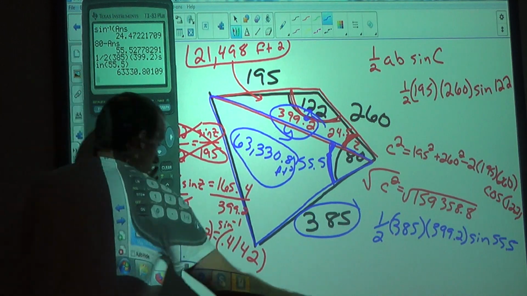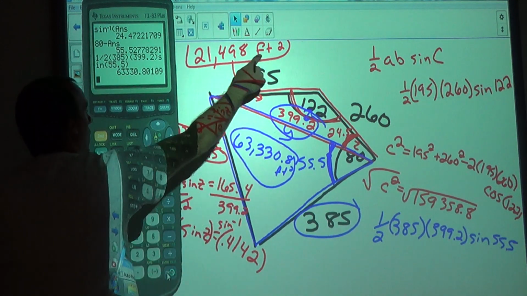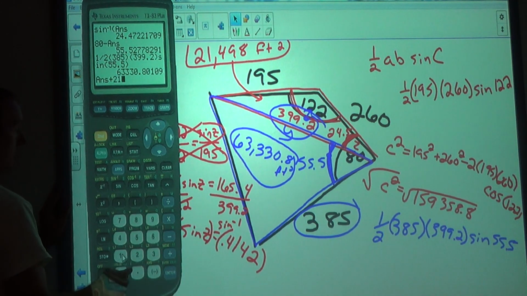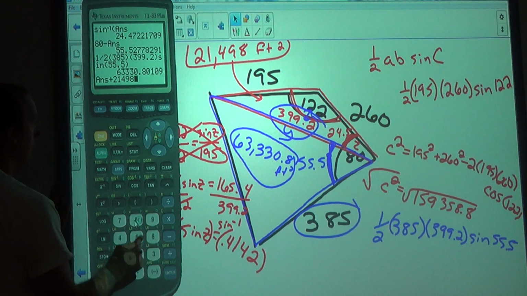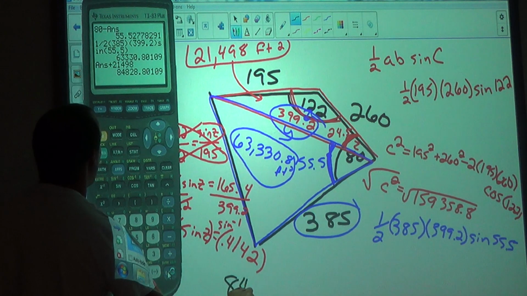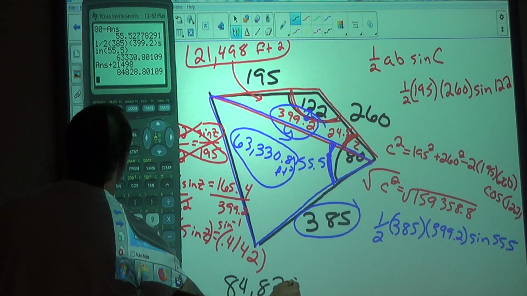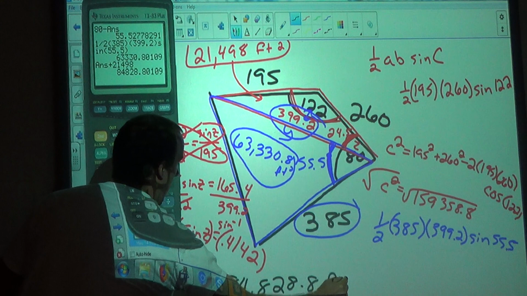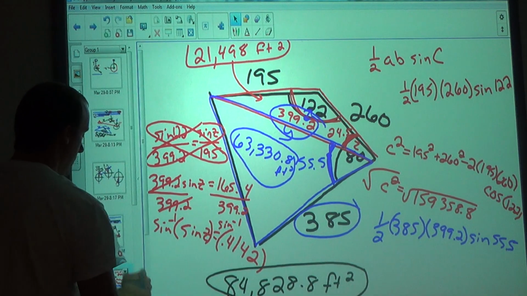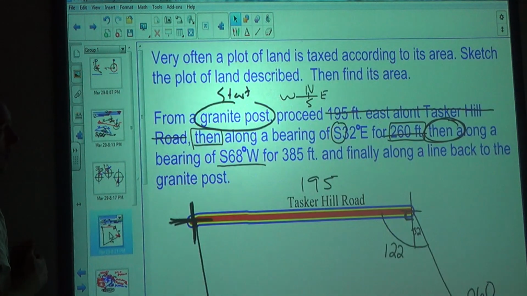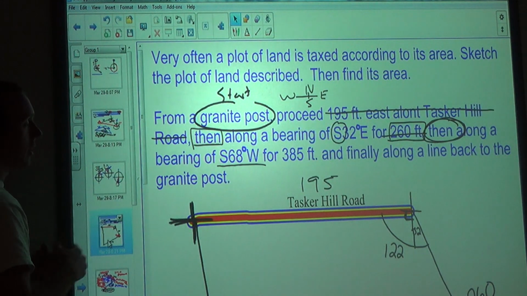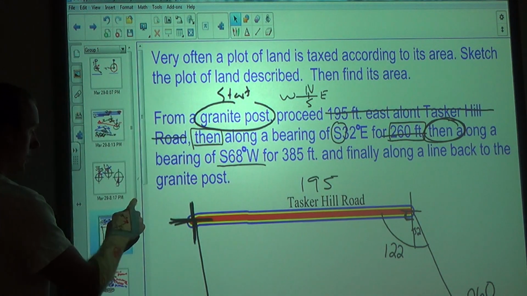Okay, and then how do I find the total area? I add this number with my red triangle up here, so plus 21,498, and my final total answer on this problem would be 84,828.8 feet squared. Okay, and that is the area of that plot of land. Okay, and then they can find the tax on that once they know how big it is.